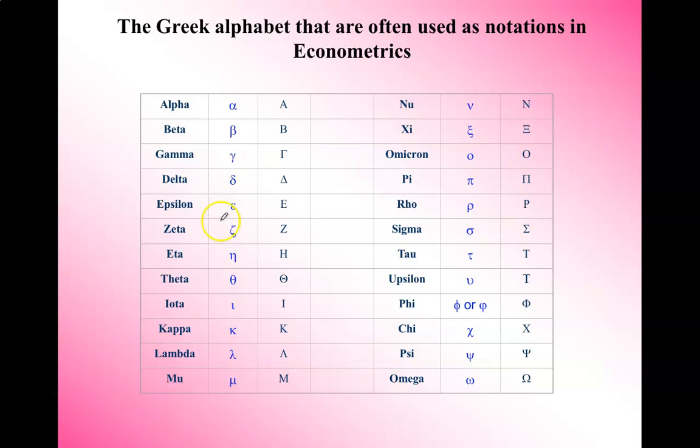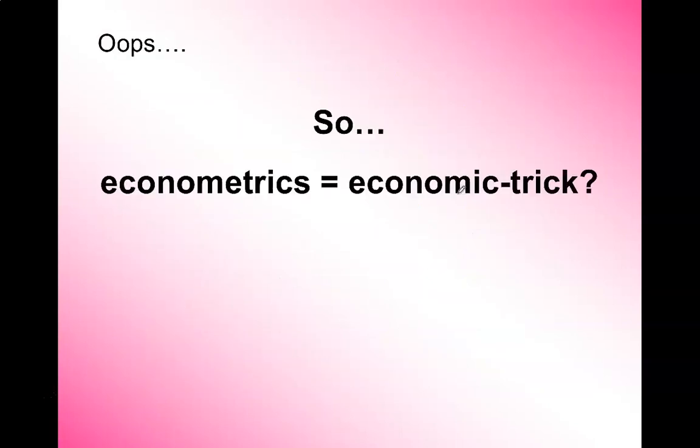And this is normally the Greek alphabet that you're going to use in econometrics: alpha, beta, gamma, delta, epsilon, zeta, eta, theta, iota, kappa, lambda, mu, nu, xi, pi, rho, sigma, tau, chi, omega. These are all the notations, the Greek alphabet, that we're going to use.